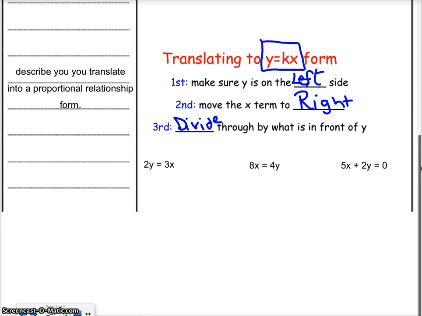So, 2y equals 3x. That is directly proportional, so now I need to write it in proper form. Y is on the left, check. Second, x is on the right, it already is. I can jump right to step 3, divide by what's in front of y. What's in front of y? 2. So I'm going to divide both sides by 2, and I get y equals 3 over 2 x. And you leave it like that. What's the denominator? 2. Whatever you divided y by.